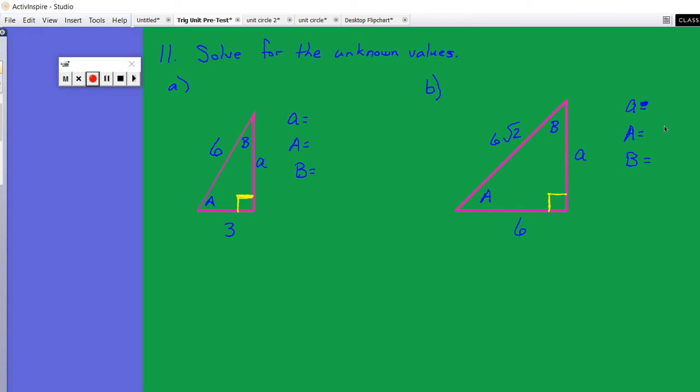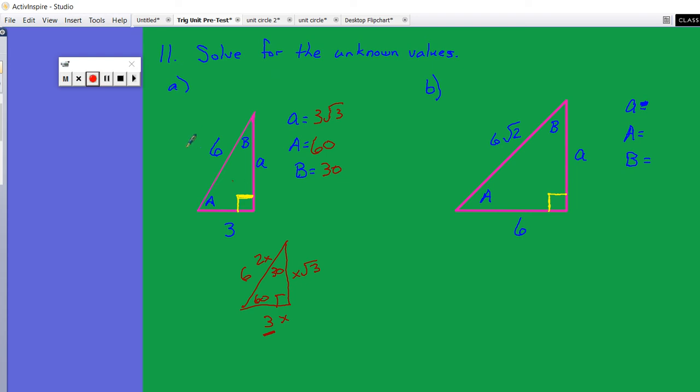Solve for the unknown values. So there are two ways to do these. The easiest way is to realize that this 6 is double the 3. So that's a 30, 60, 90 triangle. So B is 30, A is 60, and on a 30, 60, 90, it's x, 2x, and x times the square root of 3. In this case, x is 3, so A is 3 square roots of 3.